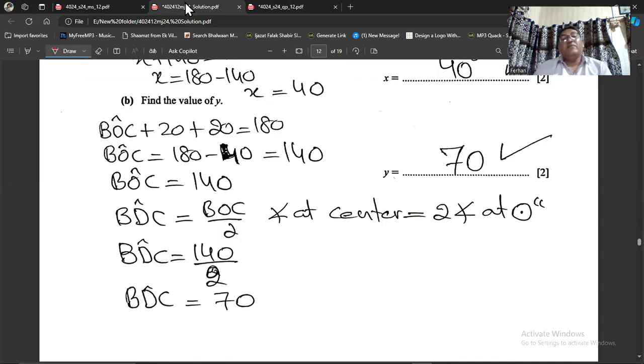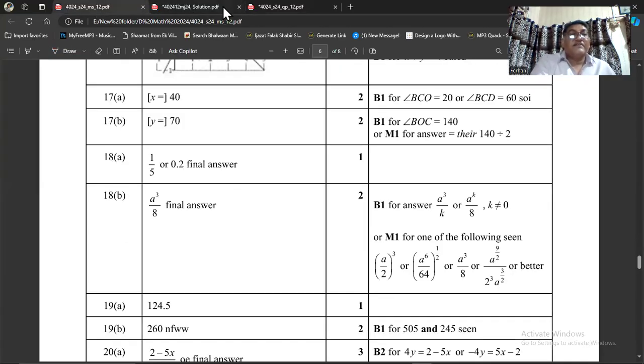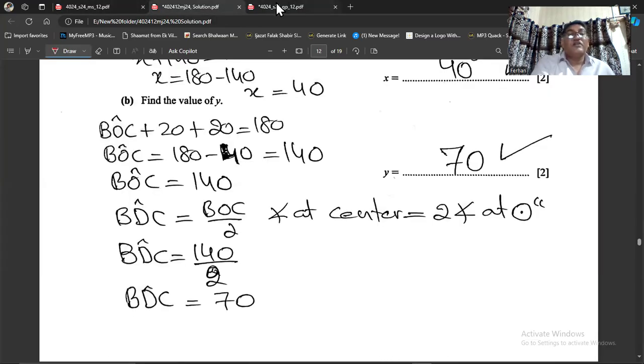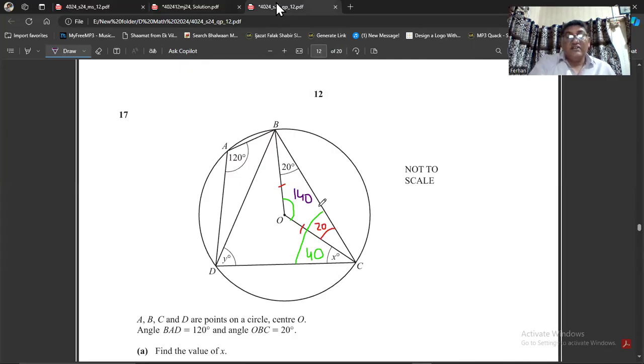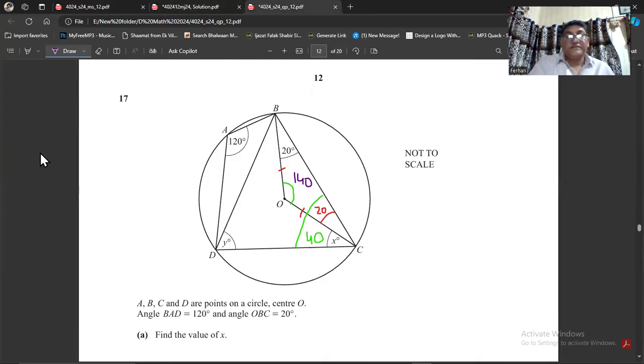The BDC will be equals to half of the BOC, because the angle at the center is 2 times the angle at the circumference. So the BDC angle, I said BOC, BDC angle will be half of the BOC angle. So the BDC angle will be equals to 140 divided by 2, and the BDC will be equals to 70. So our answers are right. So this was question number 17. And I hope you understand this.